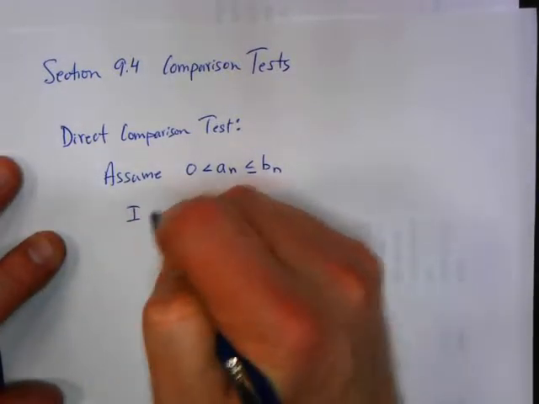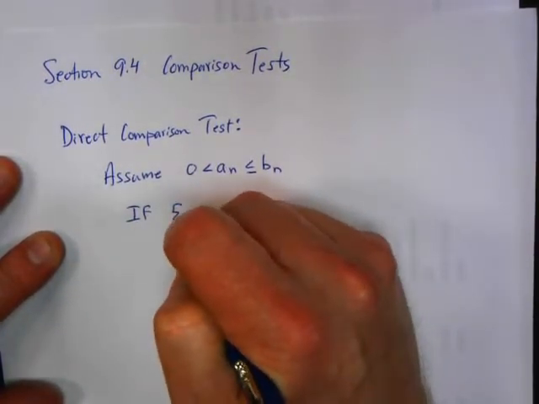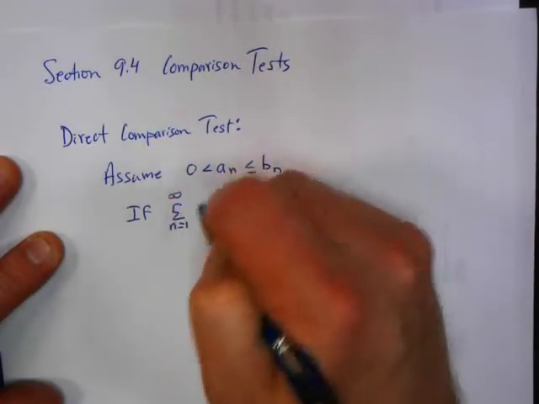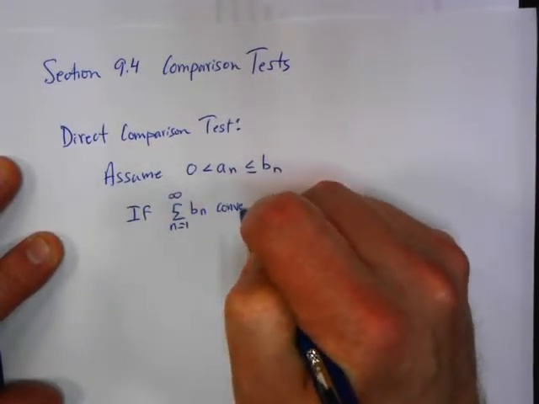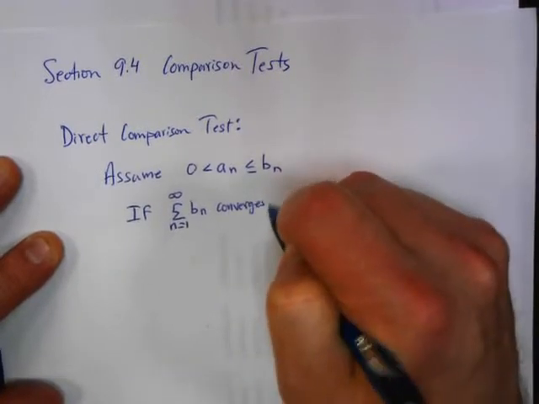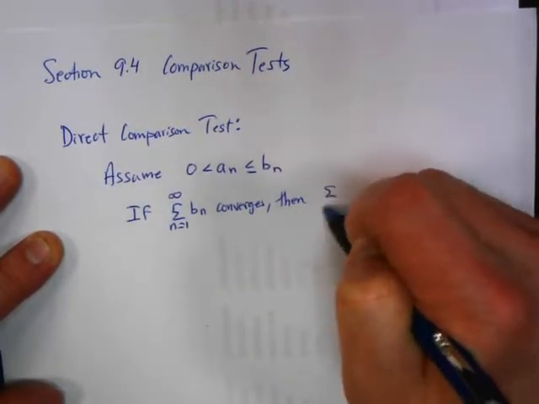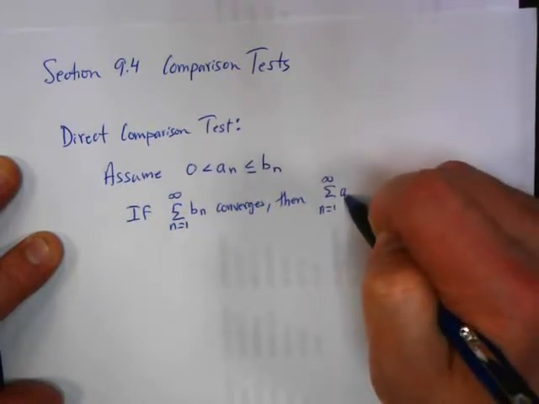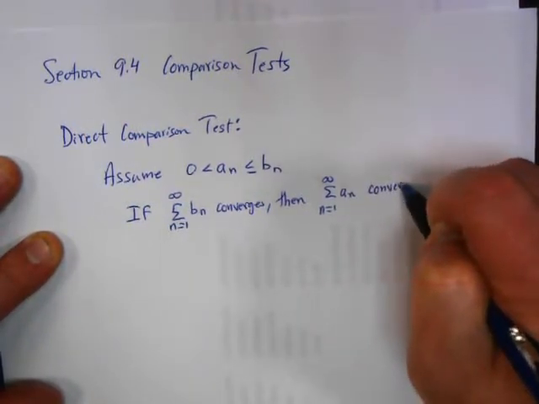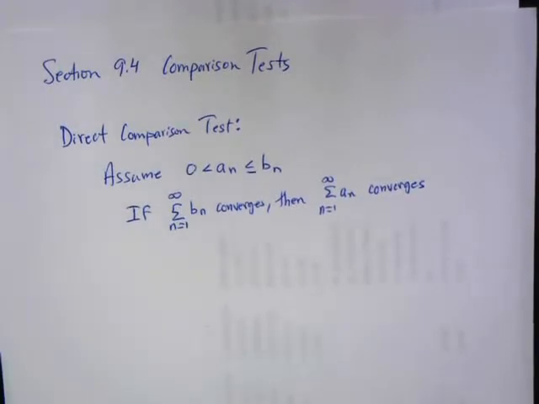If the sum from n equals 1 to infinity of b sub n converges, then the sum from n equals 1 to infinity of a sub n also converges. Why does that make sense? Because if b sub n converges and a sub n is less than or equal to b sub n, a sub n has to be within that range.